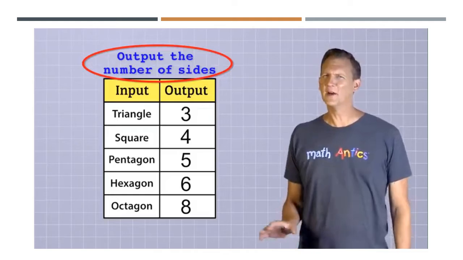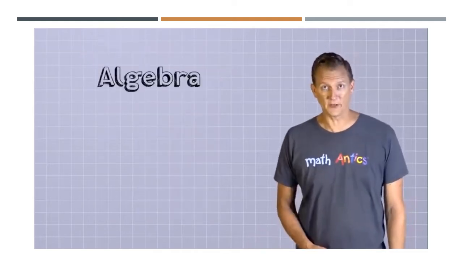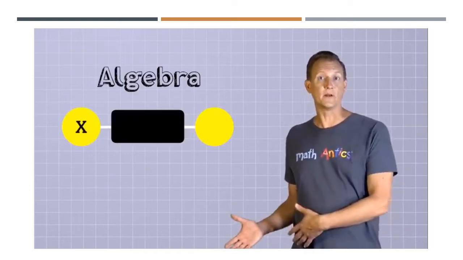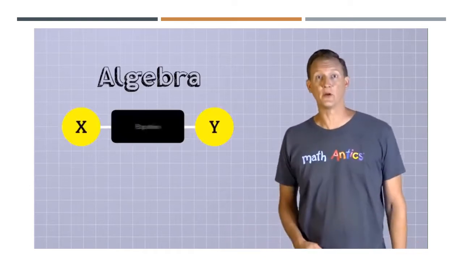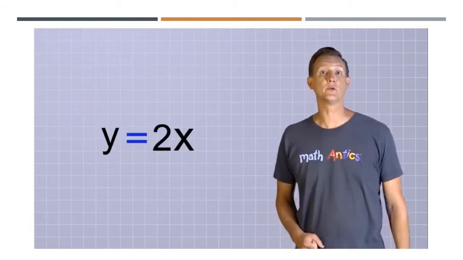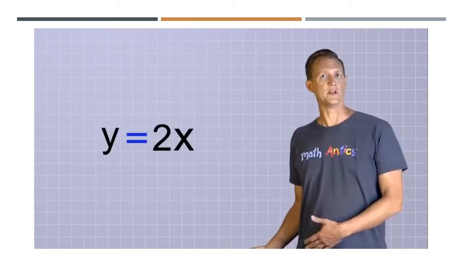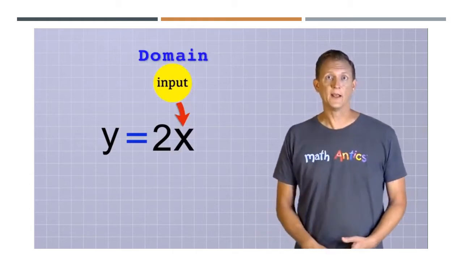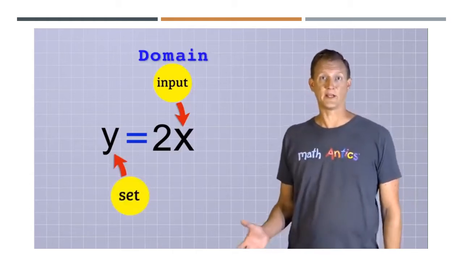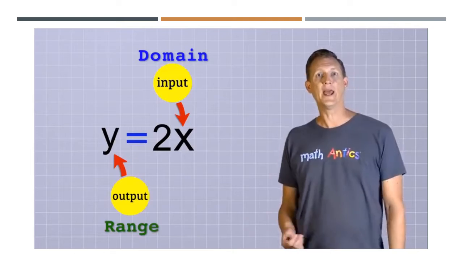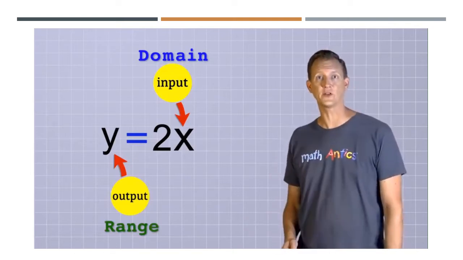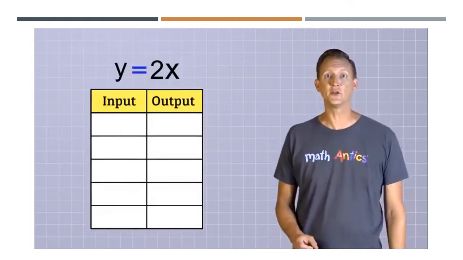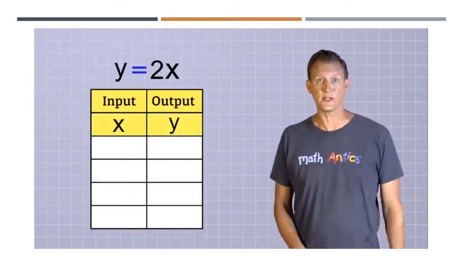That's cool, but most of the functions that you'll encounter in algebra will be a little more abstract than that. They'll usually just relate one variable to another variable in the form of an equation, like this one, y equals 2x. In this equation, if we treat x as the set of numbers that we can input, the domain, and y as the set of numbers that we get as outputs, the range, what we have is a very simple algebraic function. And just like the polygon example, we can make a function table to show some of the possible input-output combinations.